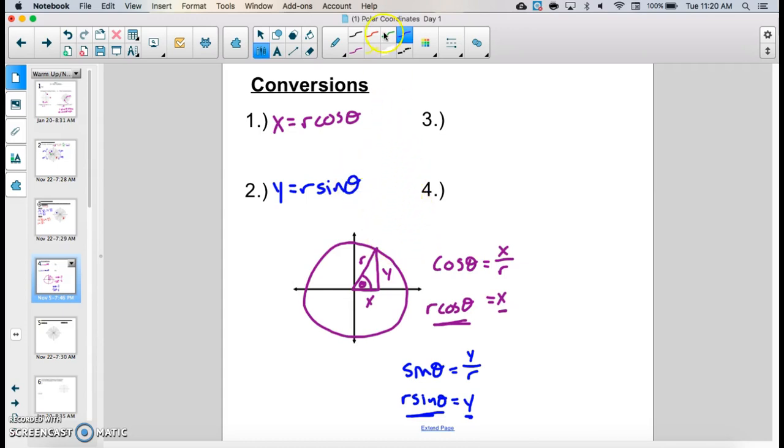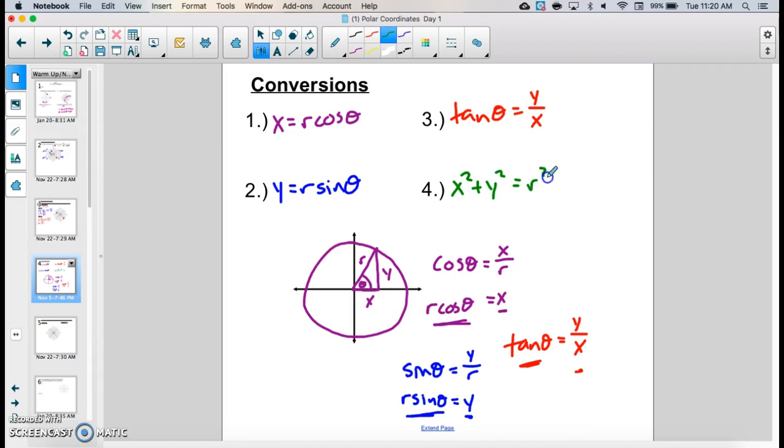If I had wanted to do tangent, tangent theta is opposite over adjacent, so y over x. So this side's already rectangular, this side's polar, so that's a third one we can use. And the final one, if I were doing Pythagorean theorem, I'd have x squared plus y squared equals r squared. Once again, left side's rectangular, right side's polar, so that can help us do conversions. So we're going to see how this helps us on the next slide.